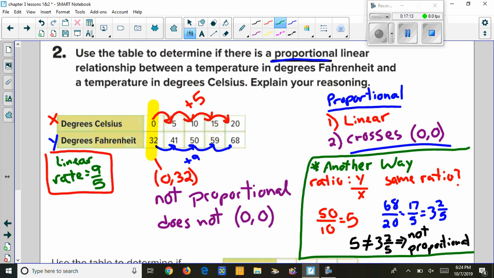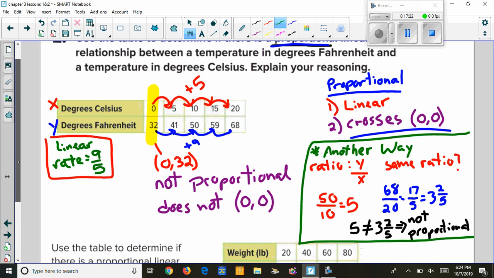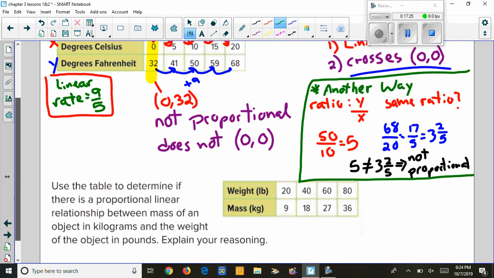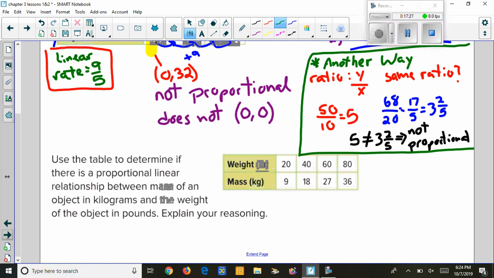Most likely, we're going to use a strategy that helps us figure out if the graph crosses at 0, 0. The proportions, the ratios, help us if we don't have any other options. Use the table to determine if there is a proportional linear relationship between mass of an object in kilograms and the weight of the object in pounds. Explain your reasoning. So we're going to go through the same process.